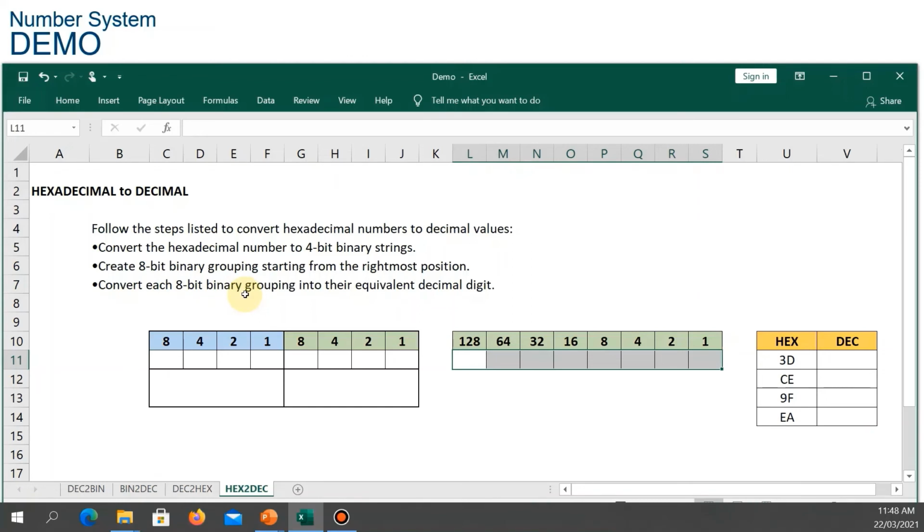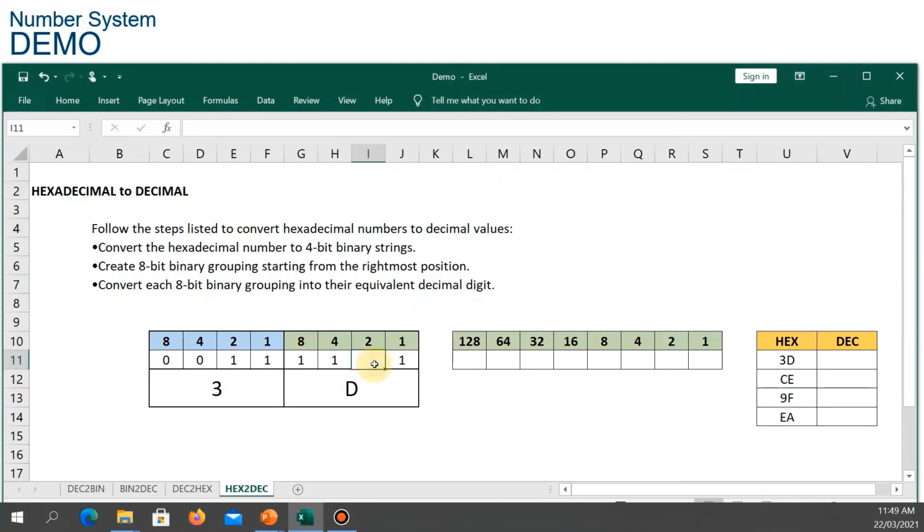So let's try that. Let's start with 3D here. So 3D, we have 3 here, and then D here. To convert 3 into a 4-bit binary, this would be 0 here. This should be 0 because to get 3, that is 2 plus 1. So this is 3 here. Next, D is equivalent to 13. To get 13, we've got 8 plus 4, that's 12, plus 1, that's 13.